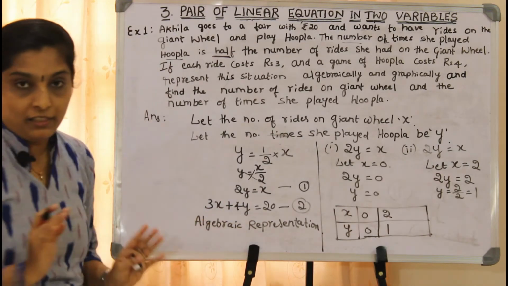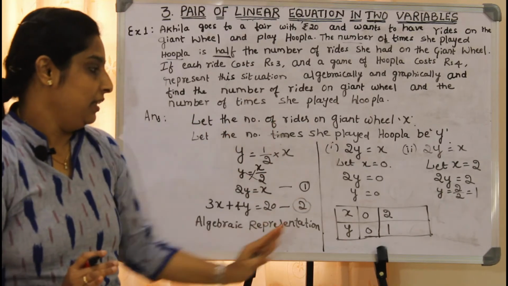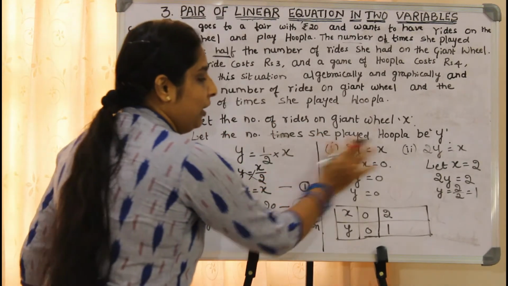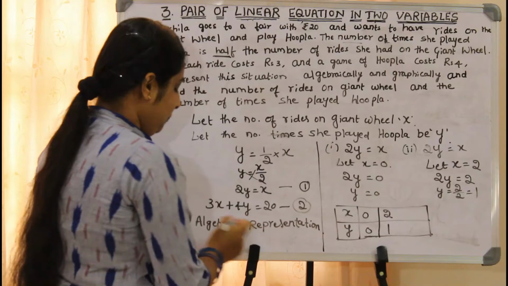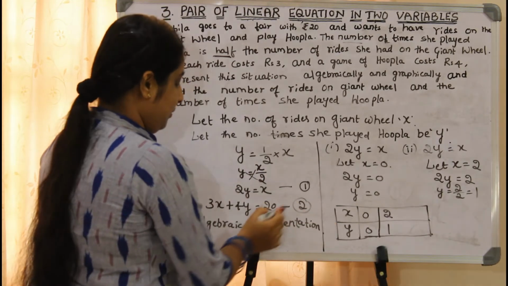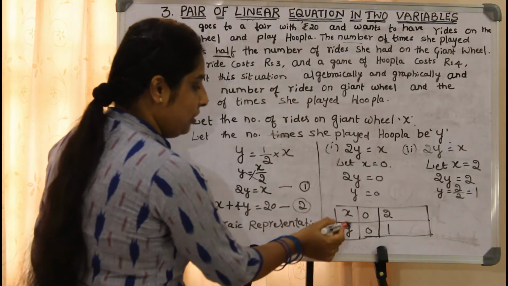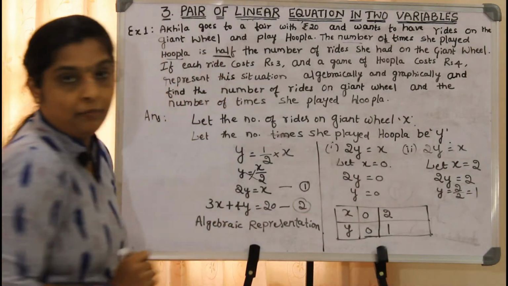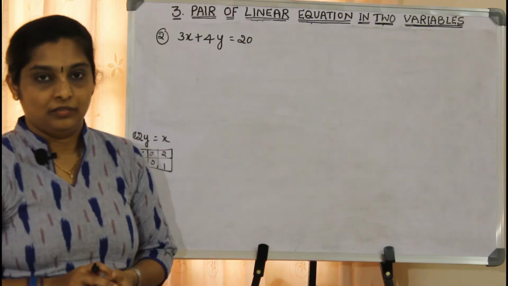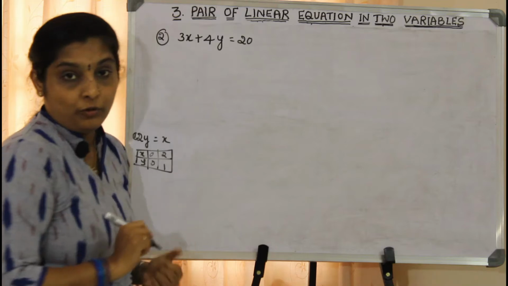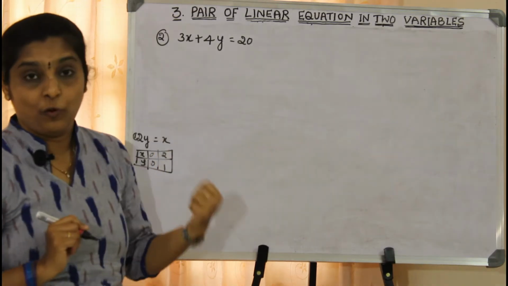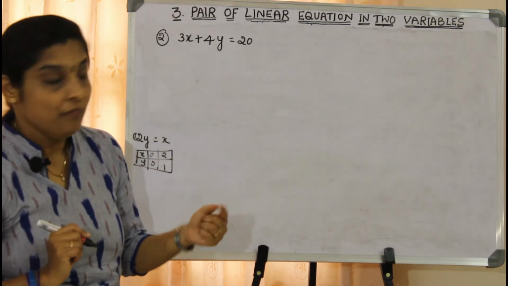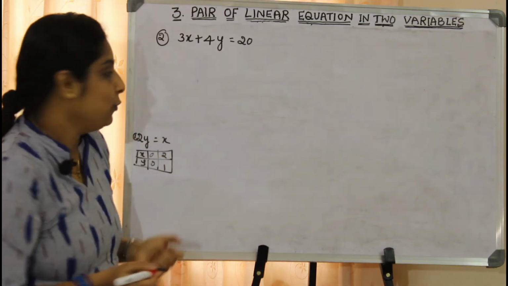So first pause the video and write all these things. So this part you can write in rough section. You write this, and then for the first equation you write this table, okay? So now let us go to the second equation. 3x plus 4y is equal to 20. Okay. Now let us put the values for this.